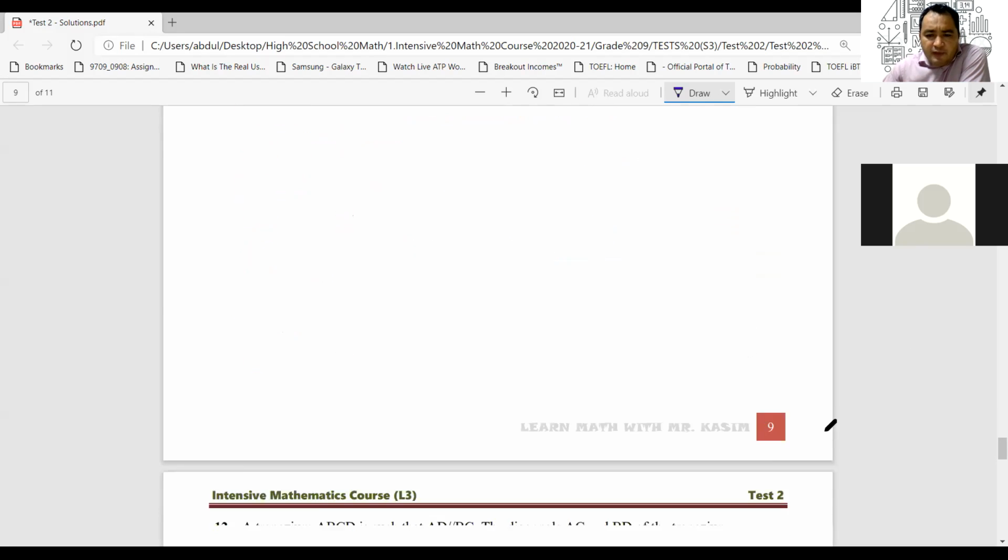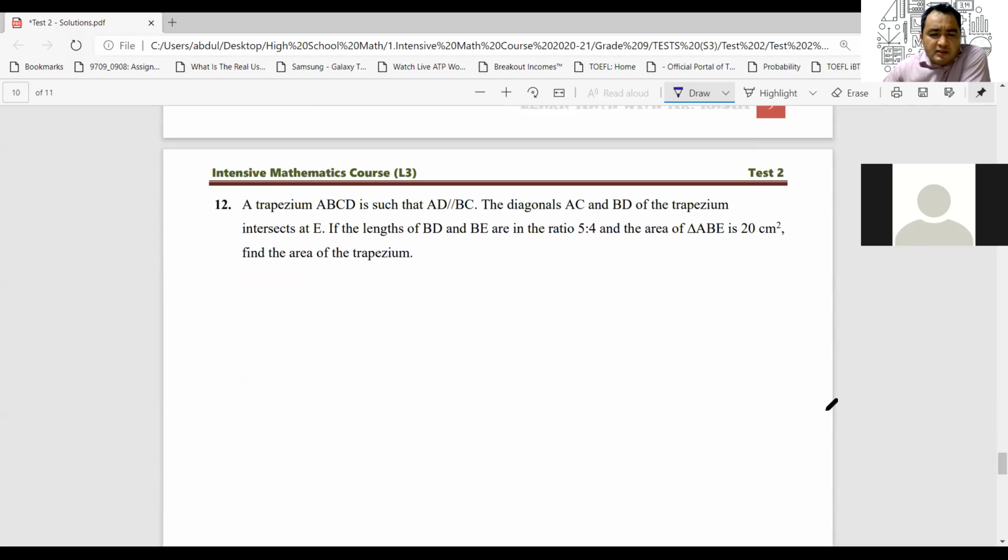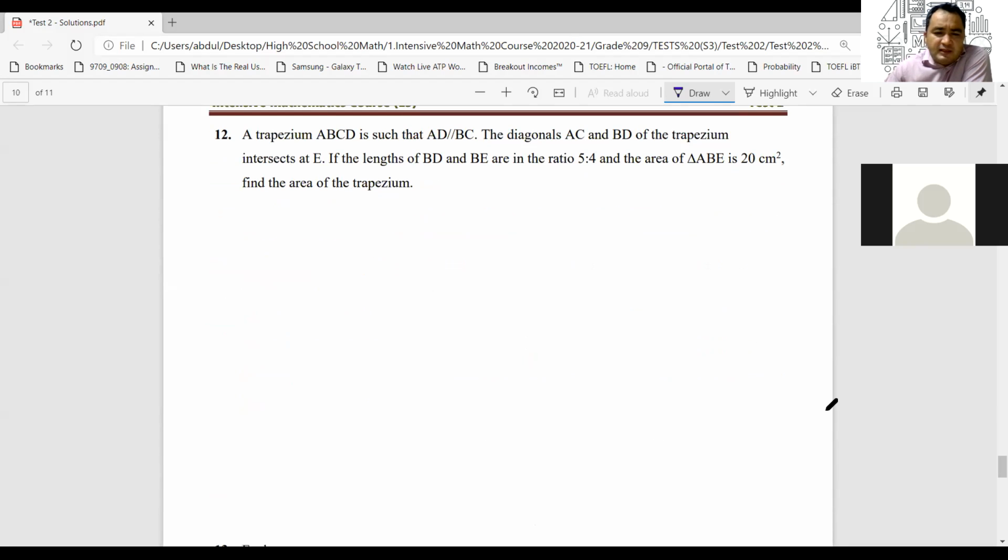Okay. And about the next question, I think it's about a little bit of similarity, which I didn't do, and we'll do this one here together. Okay, we are talking about the trapezium ABCD such that AD is parallel to BC. The diagonals AC and BD of the trapezium intersect at E. If the lengths of BD and BE are in the ratio 5:4 and the area of triangle ABE is 20, find the area of the trapezium.